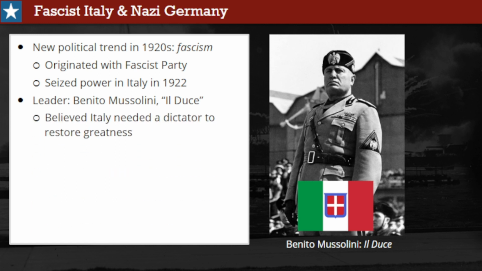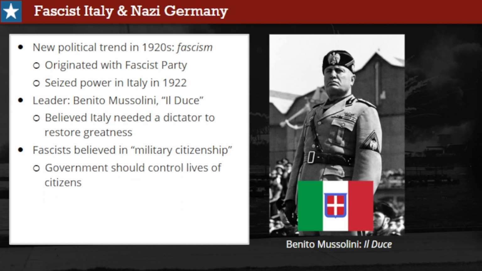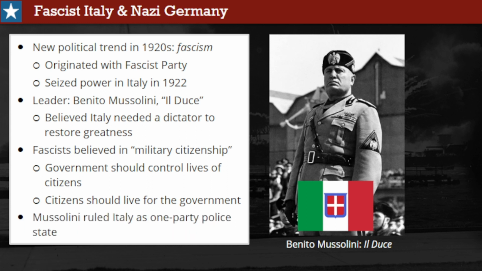Mussolini believed that a strong man, a dictator, was needed to restore national greatness to Italy, which was still reeling from the war. Fascists believed in a military citizenship that blurred the lines between soldiers and civilians. The government should control every aspect of the lives of citizens to bring about order and stability, Mussolini believed, and citizens should live their lives not necessarily for their own happiness, but to further the aims of the government. Mussolini ruled Italy for more than 20 years as the totalitarian dictator of a one-party police state. Opponents of his rule were arrested or killed.